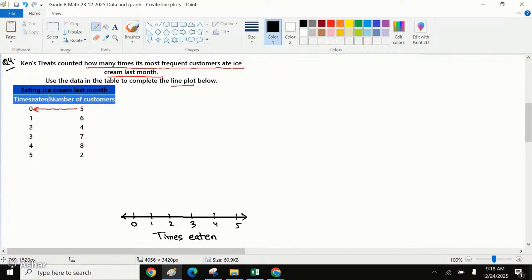So what we can do over here is we can say 0 times eaten ice cream was 5 people who ate ice cream not even once. So we put 5 x's over here. That shows these were the 5 people who did not eat the ice cream. 6 people ate ice cream once. So we put 6 x's over here. 3, 4, 5, and 6, right?